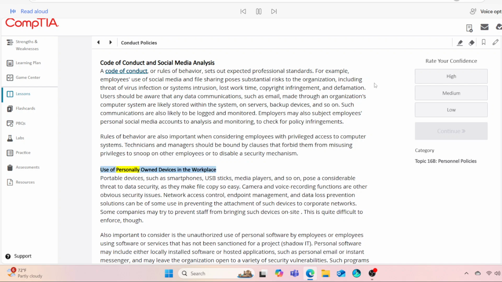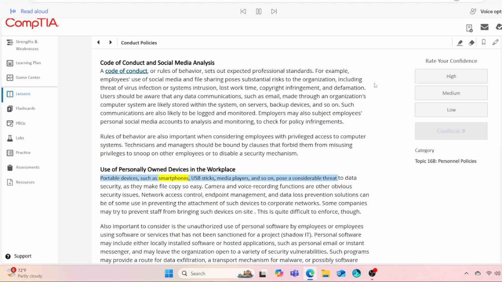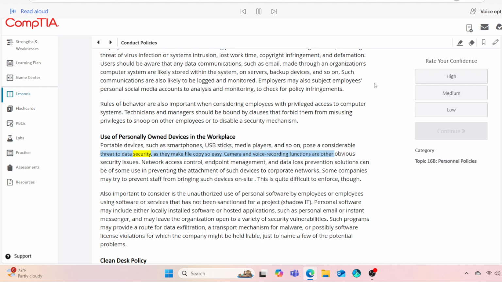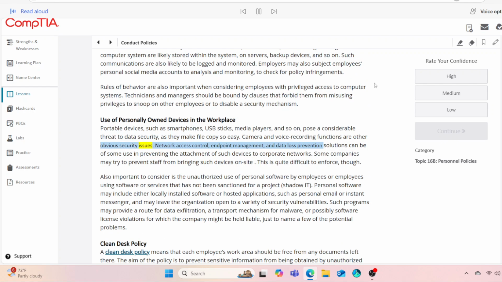Use of personally owned devices in the workplace. Portable devices, such as smartphones, USB sticks, media players, and so on, pose a considerable threat to data security, as they make file copy so easy. Camera and voice recording functions are other obvious security issues.